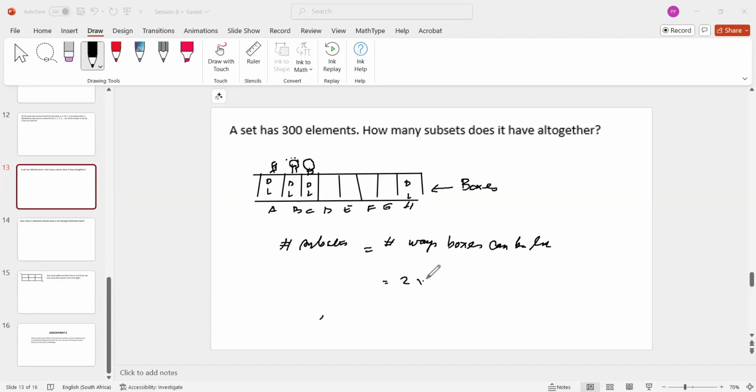And that is equal to 2 times 2 times 2, and it depends how many. We have 300 boxes here, because you have a set which has 300 elements, so 300 times. That's 2 to the power of 300. In general, if you have n elements in the set, then the number of subsets is 2 to the power of n. So that explains where the 2 to the power of n comes from. I hope you understood this. It's a little bit subtle, but I'm sure you'll be able to understand it.